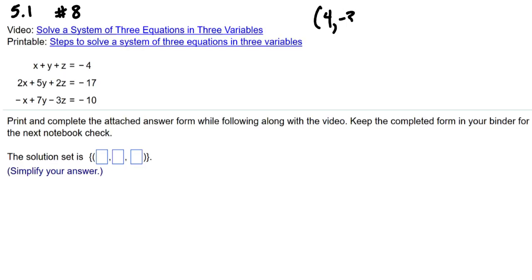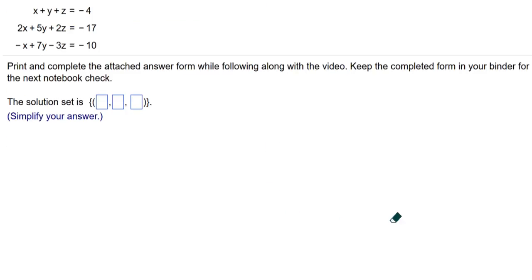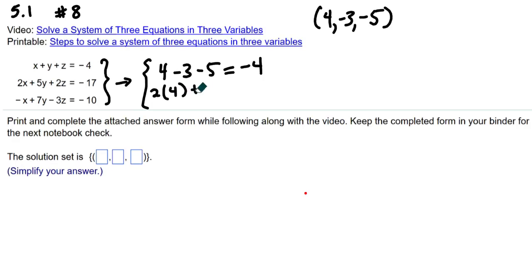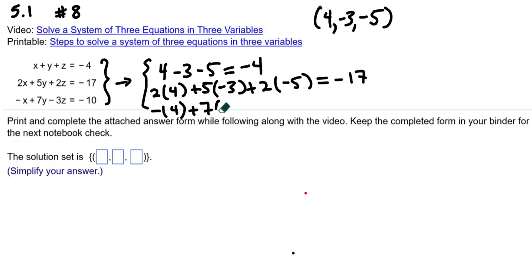So the solution set was 4 comma negative 3 comma negative 5, and we're going to go ahead and plug those values into each of the three equations and make sure we get true every single time. Okay, so I'll just do it right here. So I have 4 minus 3 minus 5 equals negative 4. Then I'll have 2 times 4 plus 5 times negative 3 plus 2 times negative 5 equals negative 17. Then I'll have negative 4 plus 7 times negative 3 minus 3 times negative 5 equals negative 10. Oops, I meant to put in a negative 5 instead of the z. All right, so we'll just one by one confirm that each of these is actually a true statement.